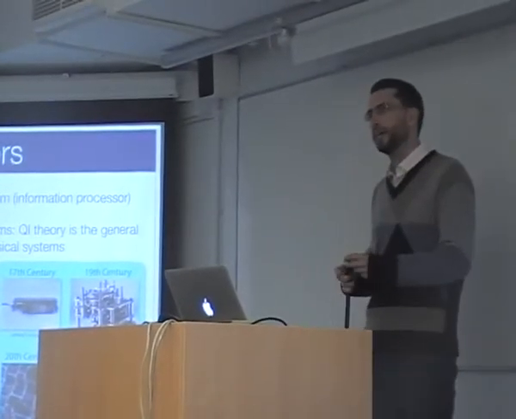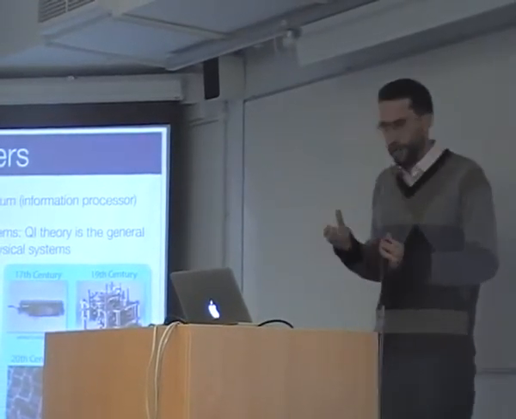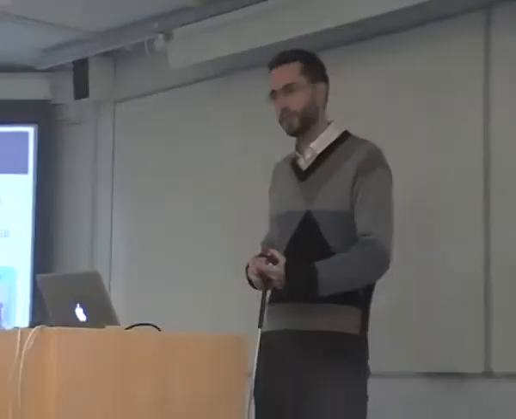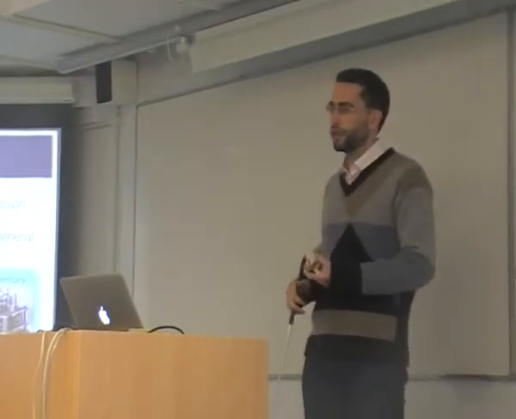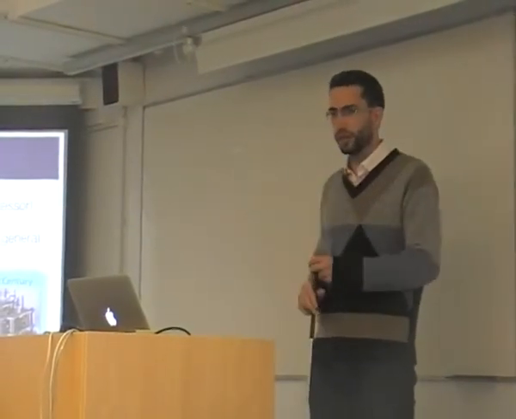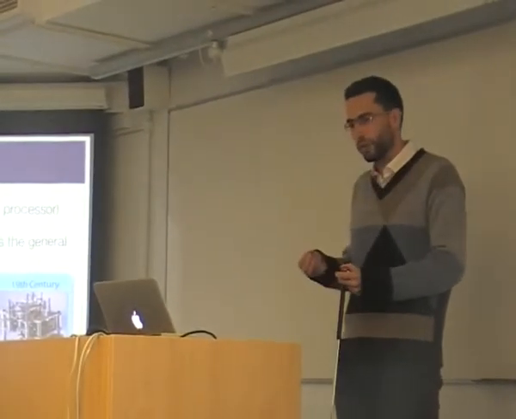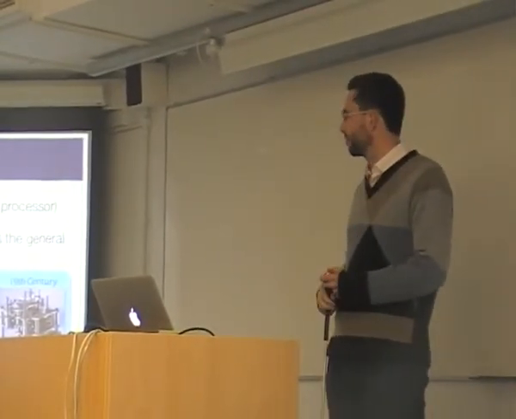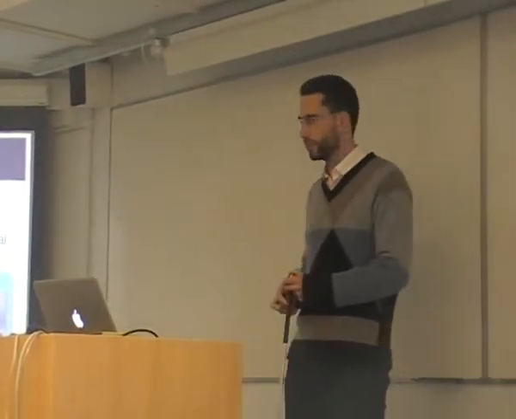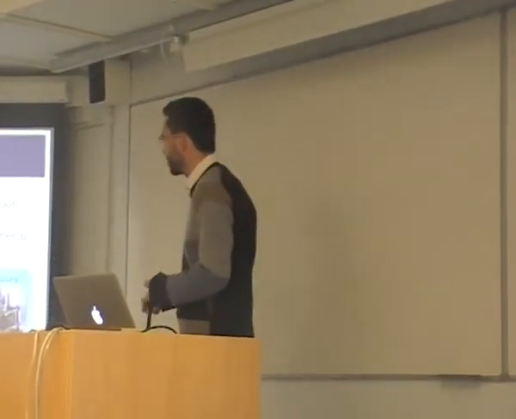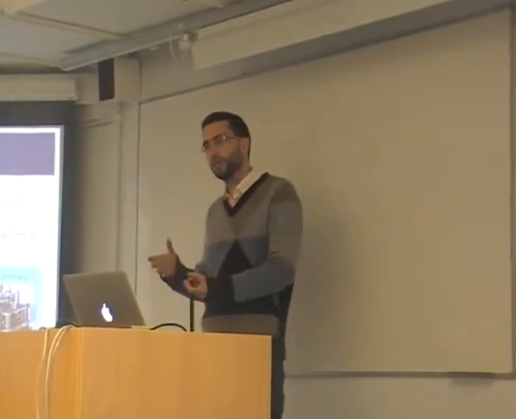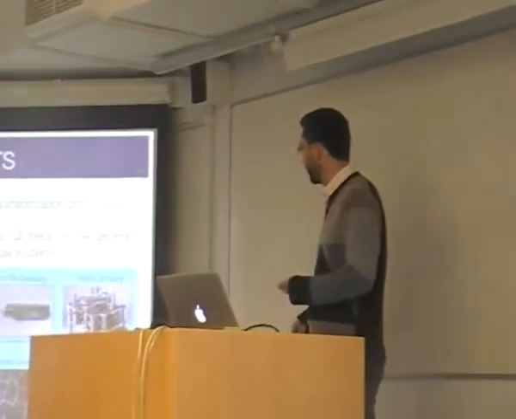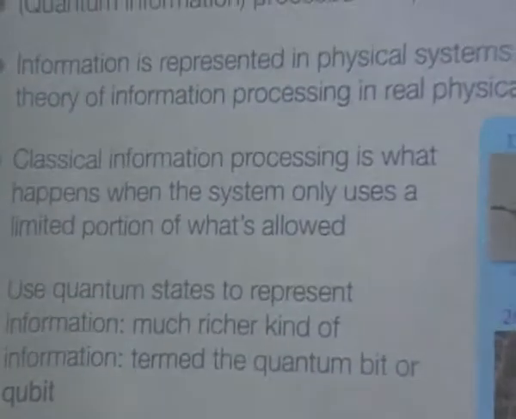And what we mean by that is, if we think about information as being represented in real physical systems, then quantum mechanics gives us, at least at the moment, the most fundamental laws of physics with which those physical systems are going to behave, and therefore quantum information theory is the general theory of information processing in these real physical systems. And so classical information processing is only a subset of this, what happens when the system is only allowed to use a limited portion of the resources available. Here we have two examples of classical information processing.